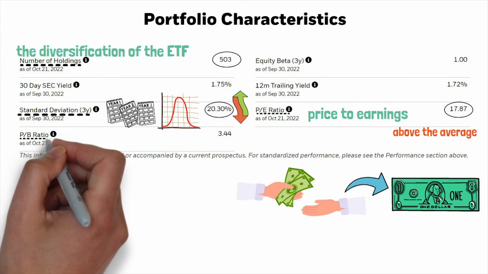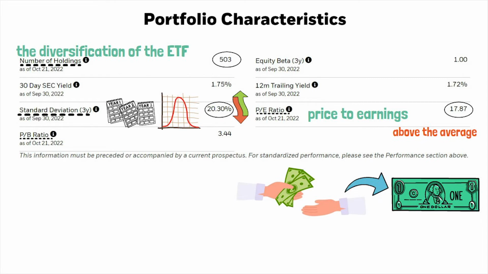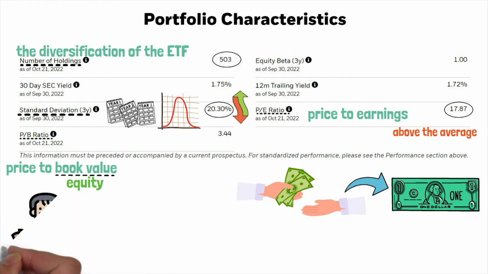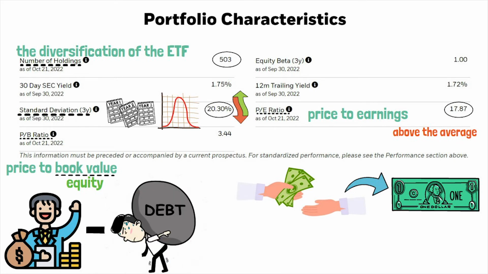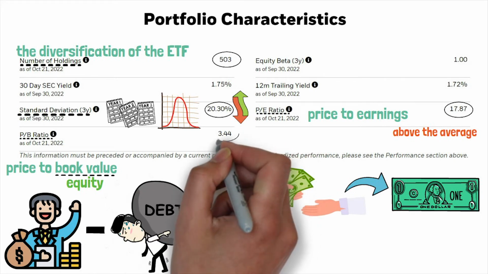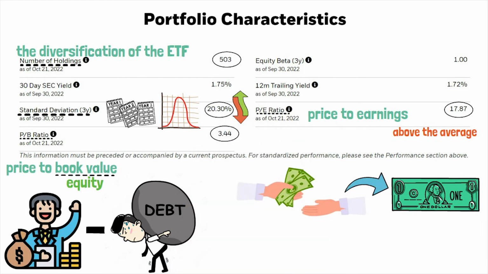Then we check the PB ratio, which stands for price to book value. Book value is a synonym of equity. The equity of a company is found when from the total assets we subtract the total liabilities, or debts, in other words. The average is 3.44, so for each dollar of equity we pay $3.44. It is best for this to be below 3.